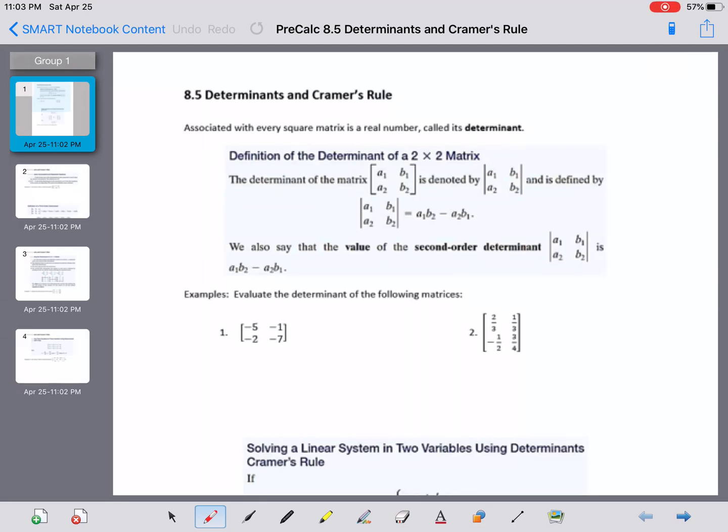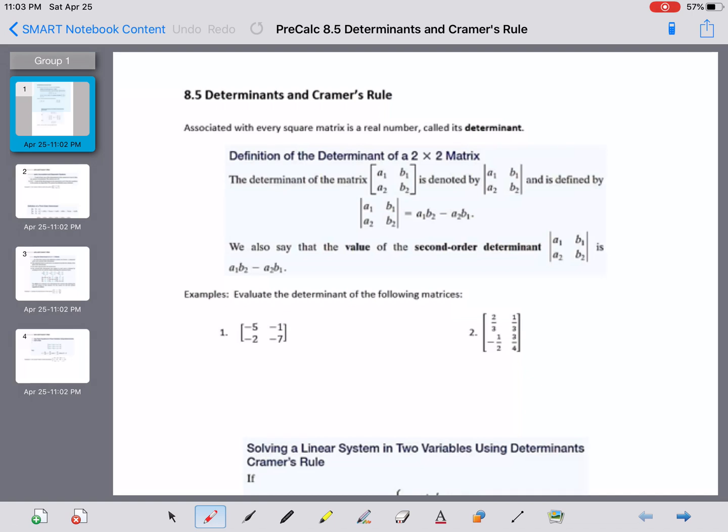8.5 Determinants and Cramer's Rule. Maybe I should start with the good news. This is our last section in Chapter 8, our last section of matrices. But once again, we have one more way of solving a matrix.